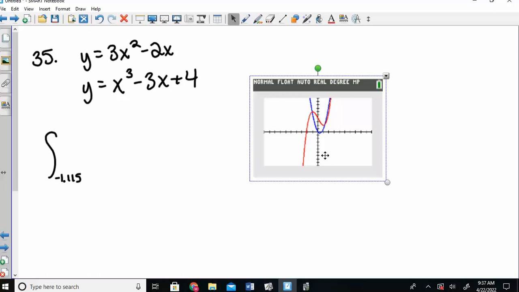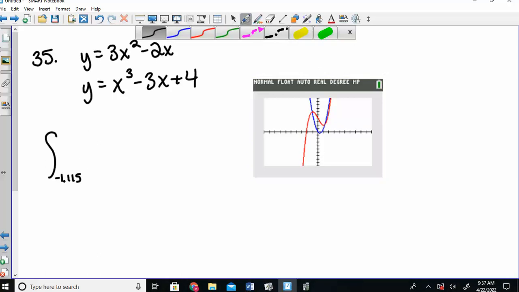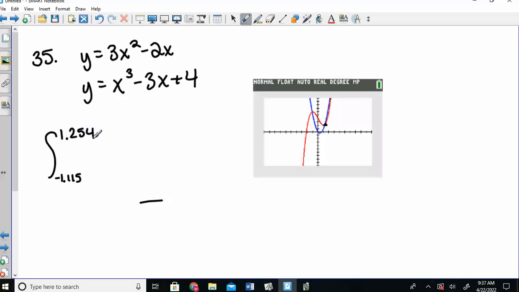We need to get close to this point right here. And where'd you get? 1.2540. Okay. In that section, which curve is on top? X cubed. The x cubed.